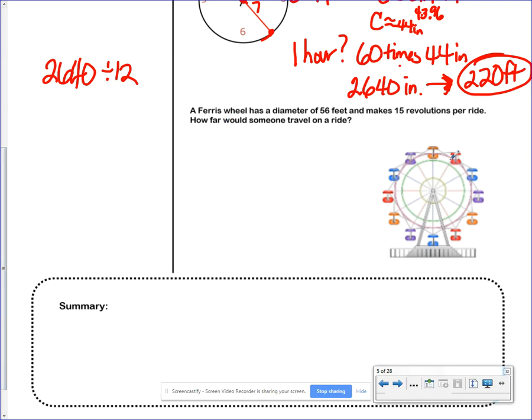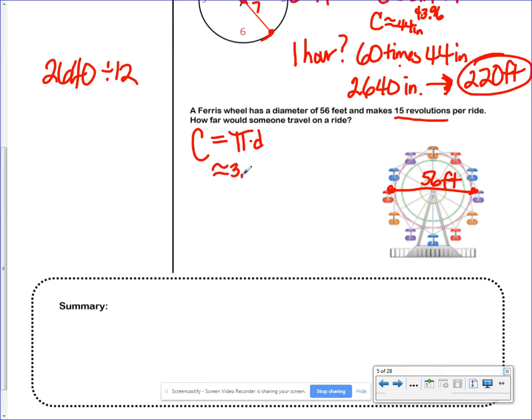Cool. Ferris wheel. This is what people ride who can't handle the big rides and aren't afraid of heights. It has a diameter of 56 feet. So from here out to here is 56 feet. If you're sitting in one of these cars and you start going round and round, they want to know how far do you really travel around this circle when you take 15 revolutions on that Ferris wheel. Well, first we better find one revolution, which is the circumference.